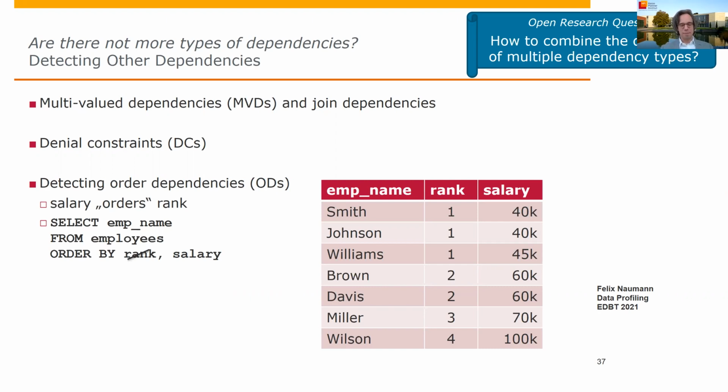Now, that being said, order dependencies are a generalization of functional dependencies. Functional dependencies are a generalization of unique column combinations, but maybe we can slip inclusion dependencies in there. Maybe we can slip join dependencies in there. So we just have one, let's say, unified algorithm.